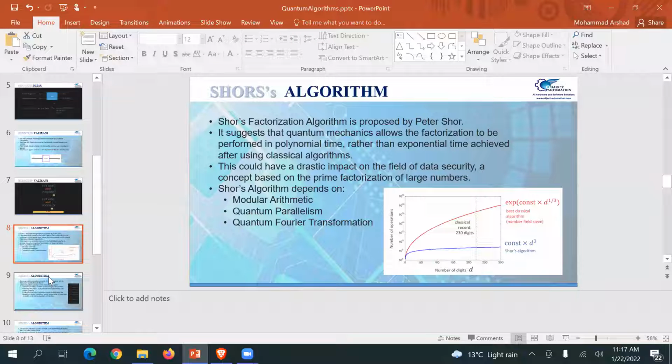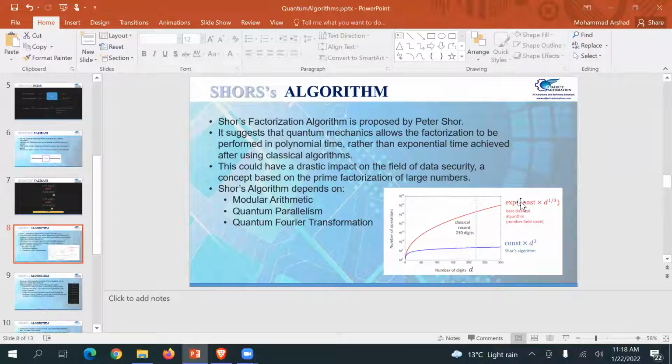Shor's factorization algorithm was proposed by Peter Shor. This is the person who proposed and developed this algorithm. It suggests that quantum mechanics allows factorization to be performed in polynomial time instead of exponential time. So you can see from this graph, if you have to find the prime factors of any number, it takes exponential time for a classical computer, right? As the number of digits increases, the growth of the time complexity of that algorithm is exponential, correct? But with Shor's algorithm on quantum, the time complexity becomes nearly constant.